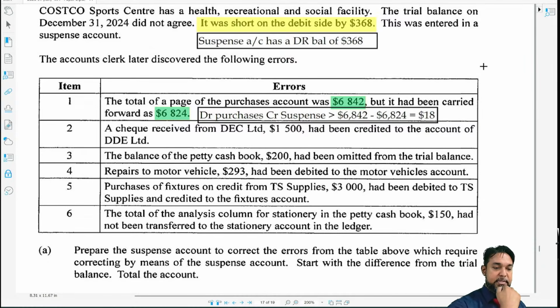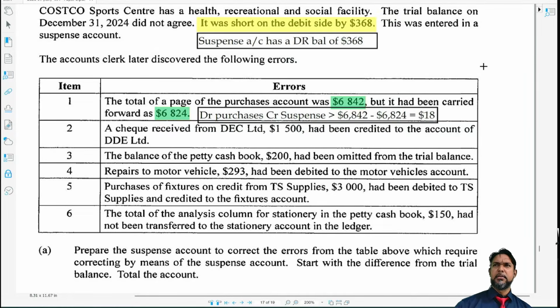Next, check received from DEC Limited. 1,500 have been credited to DDE. Okay, if we receive a check from anybody, do we debit them or credit them? What's the double entry hack I told you? Credit where it's coming from, debit where it's going. So if we receive a check, money's coming from somewhere and going into our bank account. Agreed? Cool. So wherever it's coming from, whoever paid us, you had to credit them. So we were supposed to credit DEC.